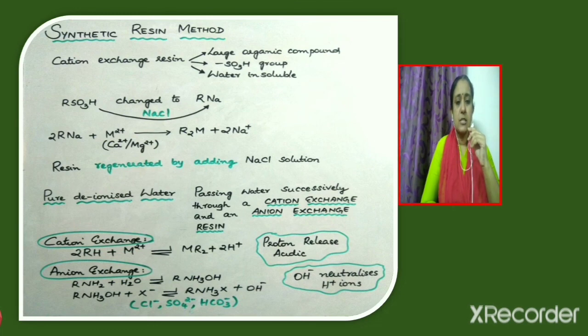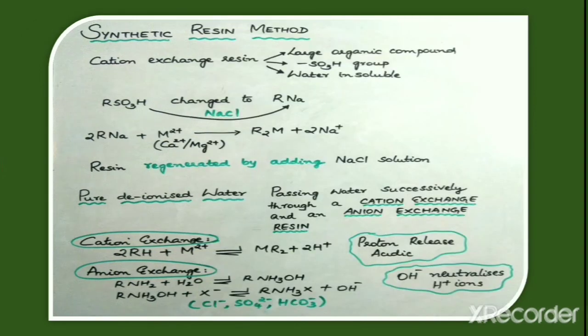Now how can the resin be regenerated? By adding sodium chloride solution. How can we obtain pure deionized water? It is obtained by passing water successively through a cation exchange resin and an anion exchange resin. Here the cation exchange resin is of the form RH, so that the hydrogen ions present in the resin may be exchanged with the cations present in water.